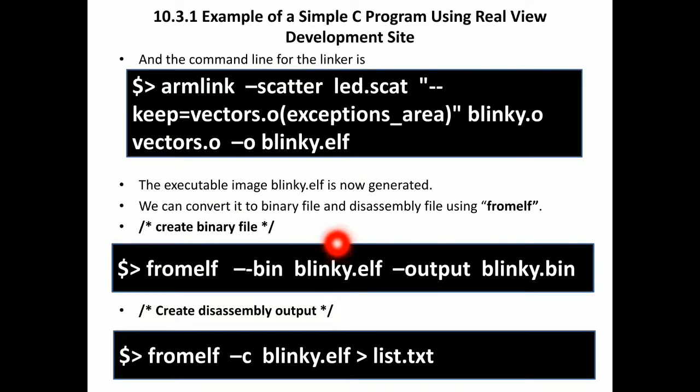The name of the file is the input to generate the binary file, and the output will be the binary file, right? That will be named blinky.bin. To generate the output we need to give --output.